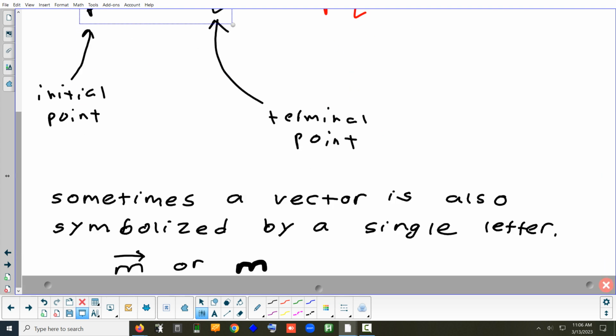Well, one thing you can do is if you want to use a single letter, you can put an arrow above it. And that arrow above a letter means that it's a vector. That's one way to do it. Or we make the letter bold. That's how we do it most of the time.